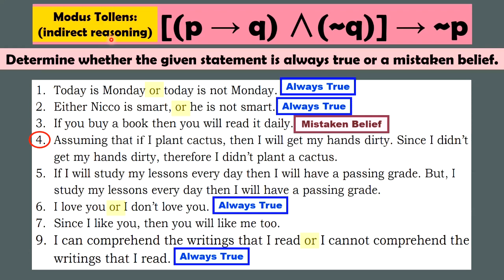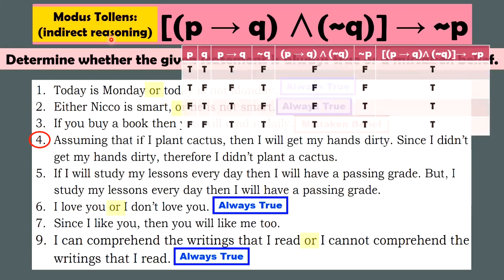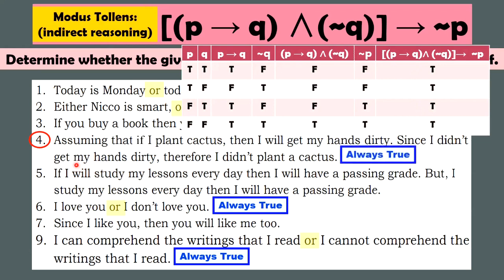Kung hindi makapaniwala, you may want to create a truth table. Ito siya. So, nakita nyo? True naman siya sa kahit anong combination ng truth values ng ating P and Q. So, this one is always true, yung ating number 4.